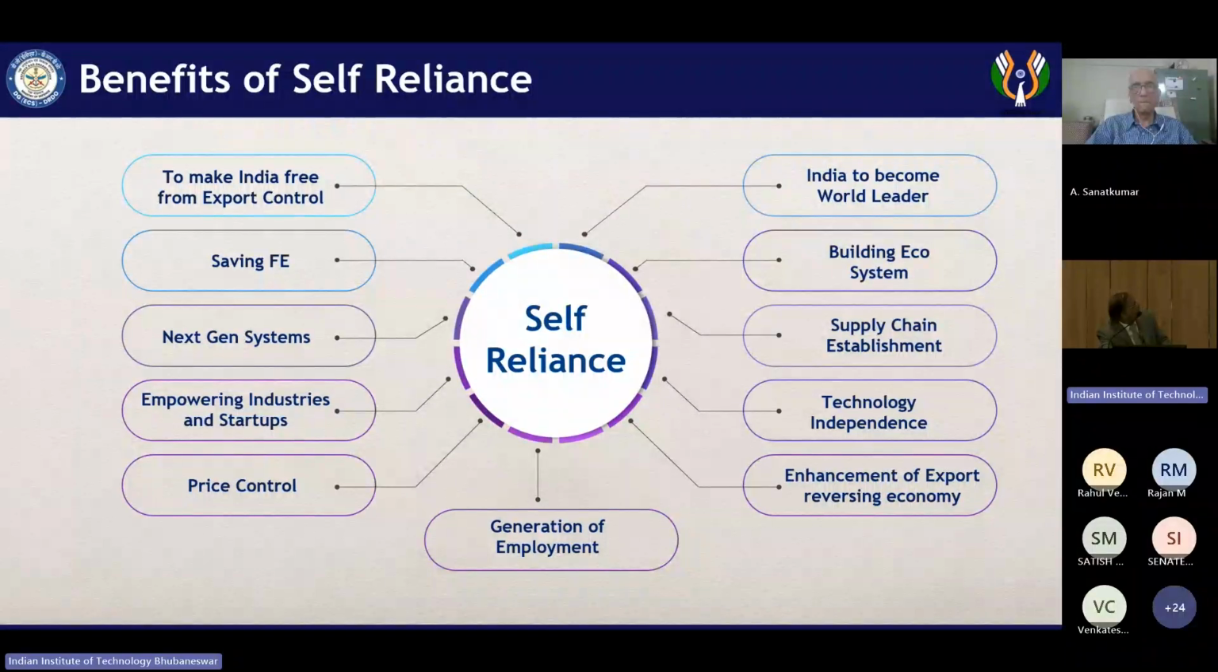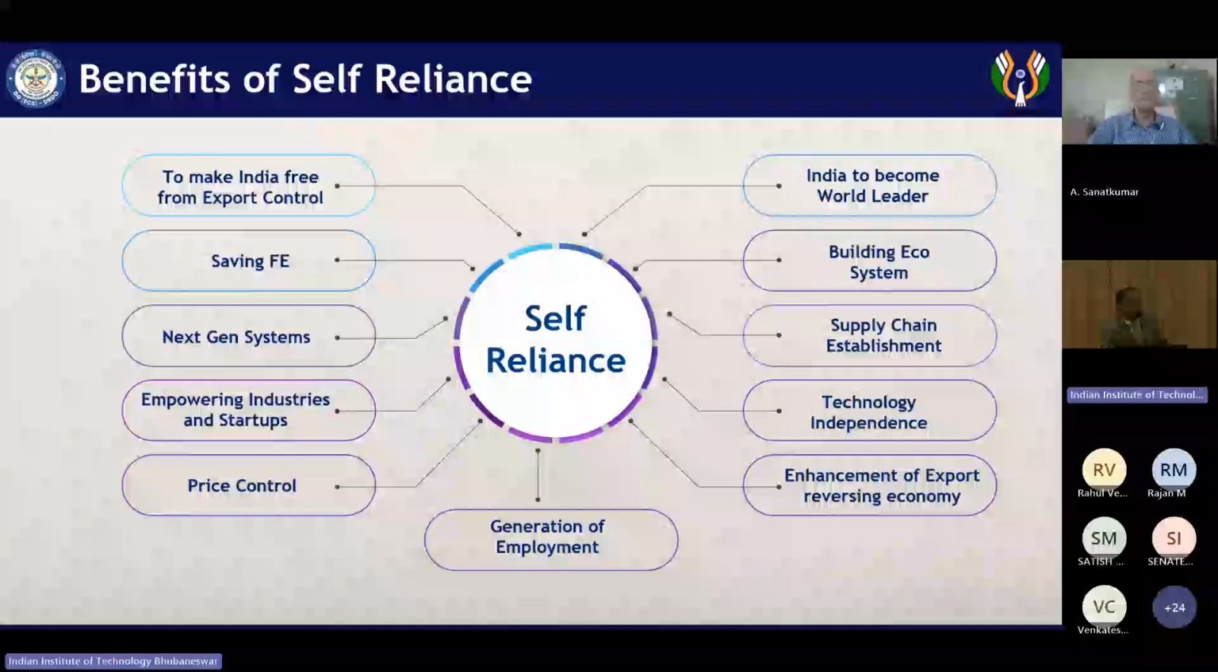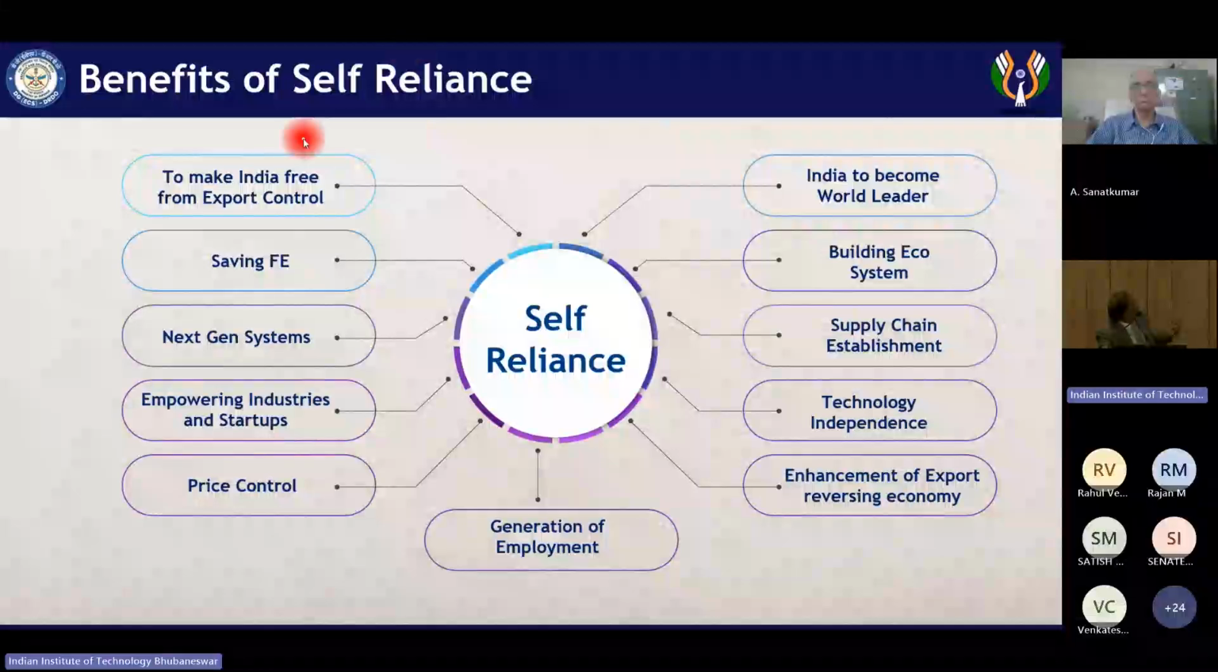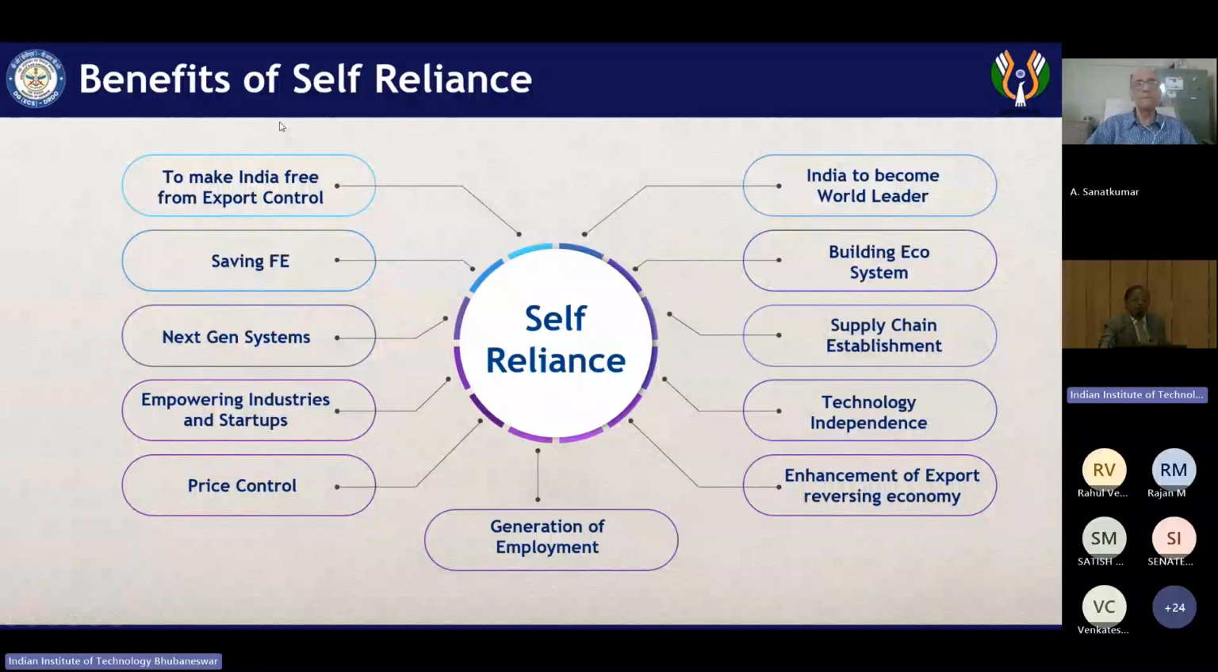Why should we stop import and have self-reliance? Yes, to make India, very important is to make India free from export control. Because I remember when we were importing systems from the US, when I launched Agni, they said that I will give you systems provided you sign that you can't make technology or missiles beyond 300 kilometers. That's why BrahMos we made first with 290, because it was a Russian agreement.